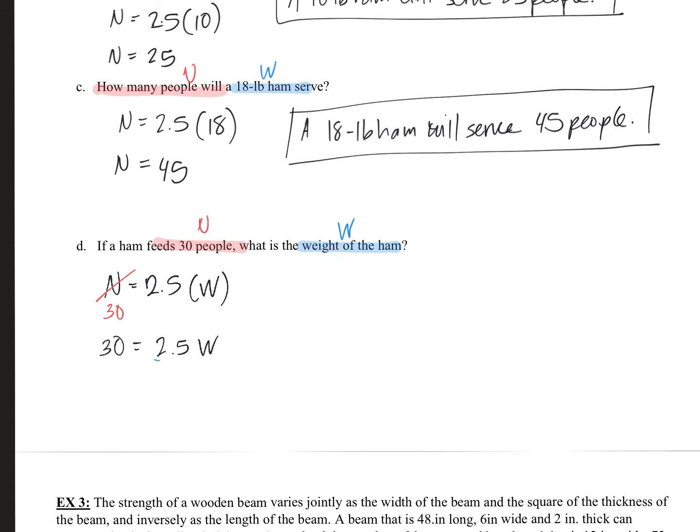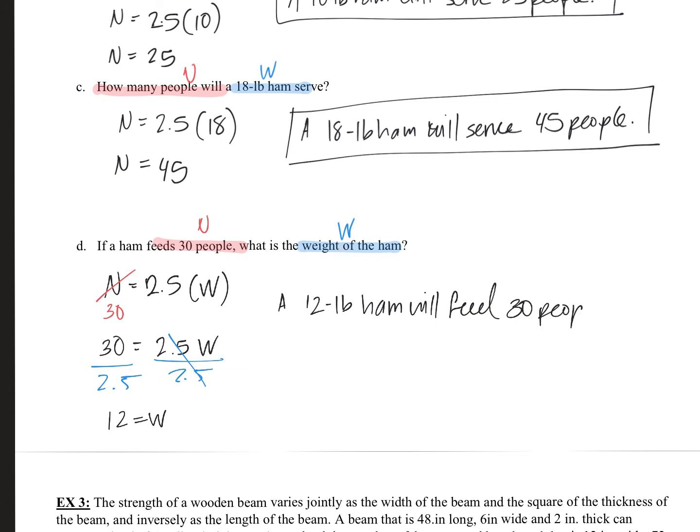Let's divide both sides by 2.5. And we get that w equals 12. So this is saying a 12-pound ham will feed 30 people.